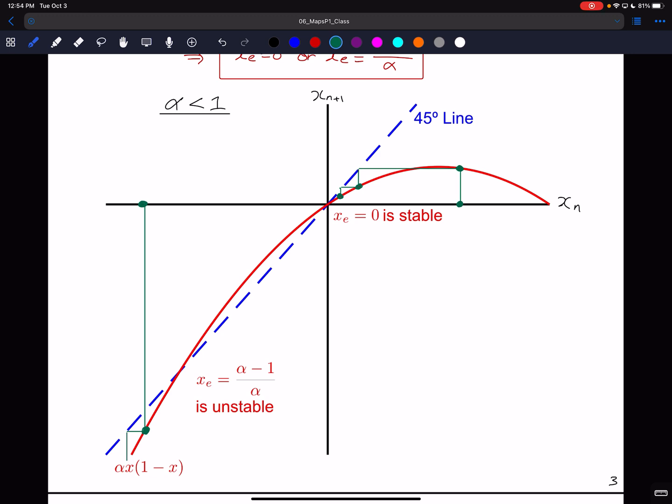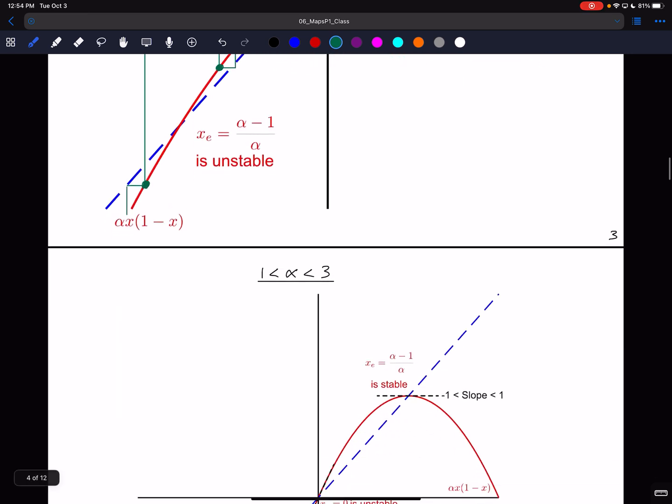Let's pick another initial condition to the left here, but to the right of x equal to (alpha minus 1) over alpha, but still in the negatives. Again, we can draw a vertical line to get to the first iterate. From there, we draw horizontal to the 45-degree line, and vertical, horizontal, vertical, and so forth. And we end up iterating towards x equals 0 as our fixed point. Okay, so that's for alpha less than 1.